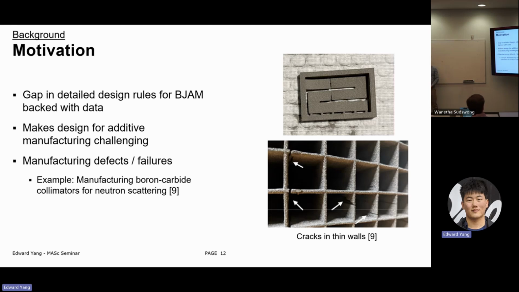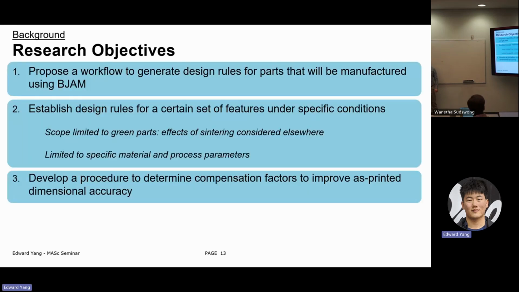Similarly, at the bottom there, this is something from literature that was published recently. There was a group that was trying to manufacture boron carbide collimators for neutron scattering using binder jetting, and they also ran into issues where they had thin-walled features that were cracking during their printing process. So there exists a need for researchers to understand what can and cannot be printed so that they don't waste unnecessary time and energy trying to redesign and iterate through parts when instead a design rule could have established what the limits were when designing. So to summarize, what I want to do with my thesis is our three research objectives.